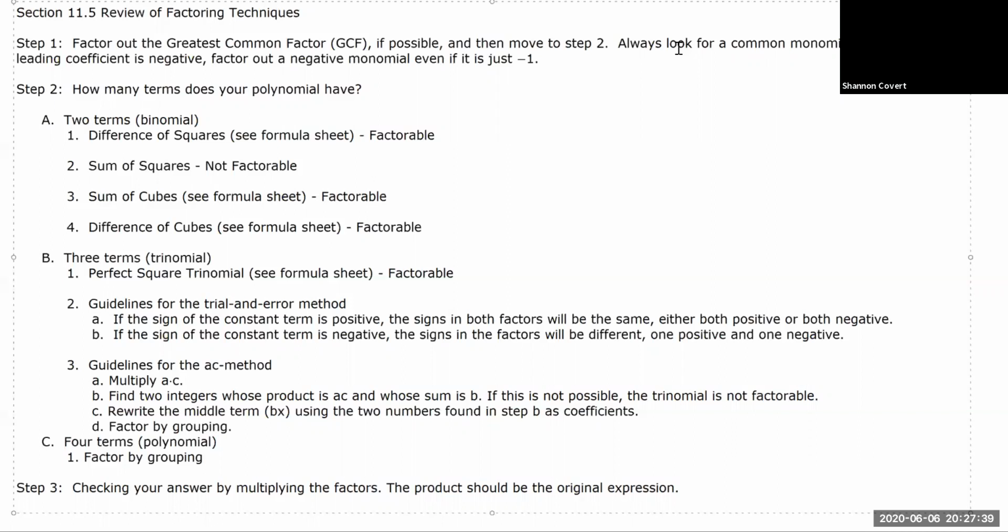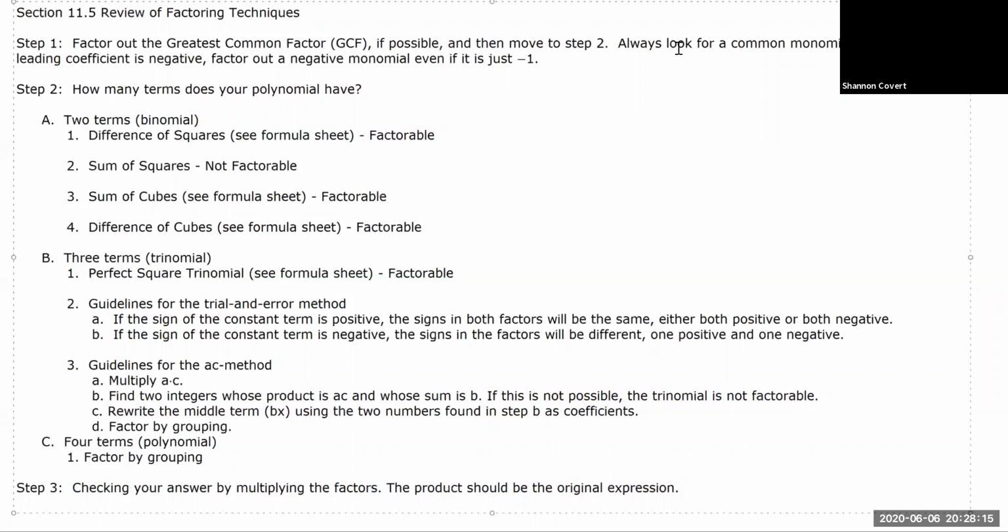So if we go back and we look at the 2a, when we talk about the constant term is positive, if your middle term is negative, both of your signs are going to be negative. If your middle term is positive, both of your signs are going to be positive. For 2b, if your constant term is negative, you're going to have one positive factor and one negative factor. The larger factor needs to match the sign of your middle term.